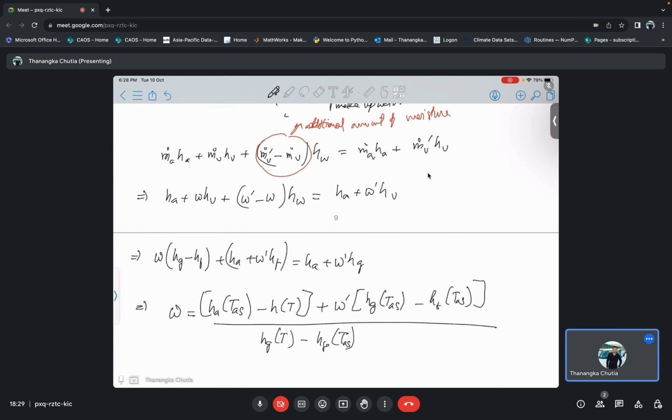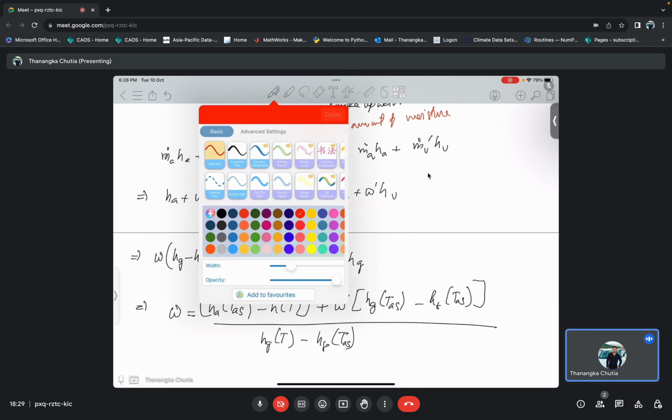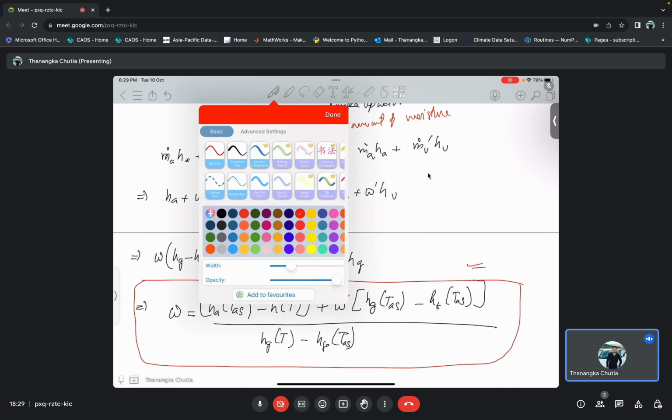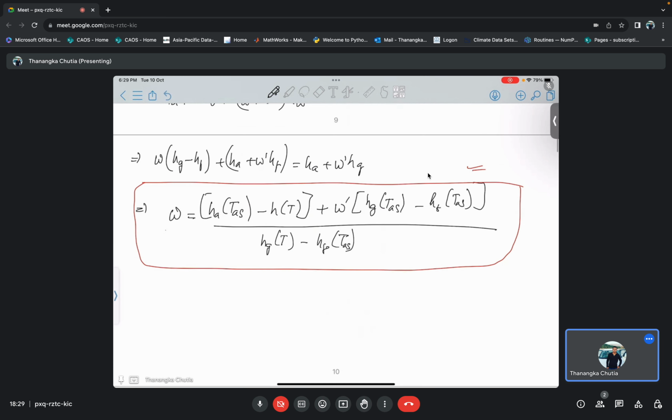Okay, so this is an expression which we will be using to calculate specific humidity if you are provided with wet bulb temperature and dry bulb temperature together. Here TAS is the wet bulb temperature and T is your dry bulb temperature.